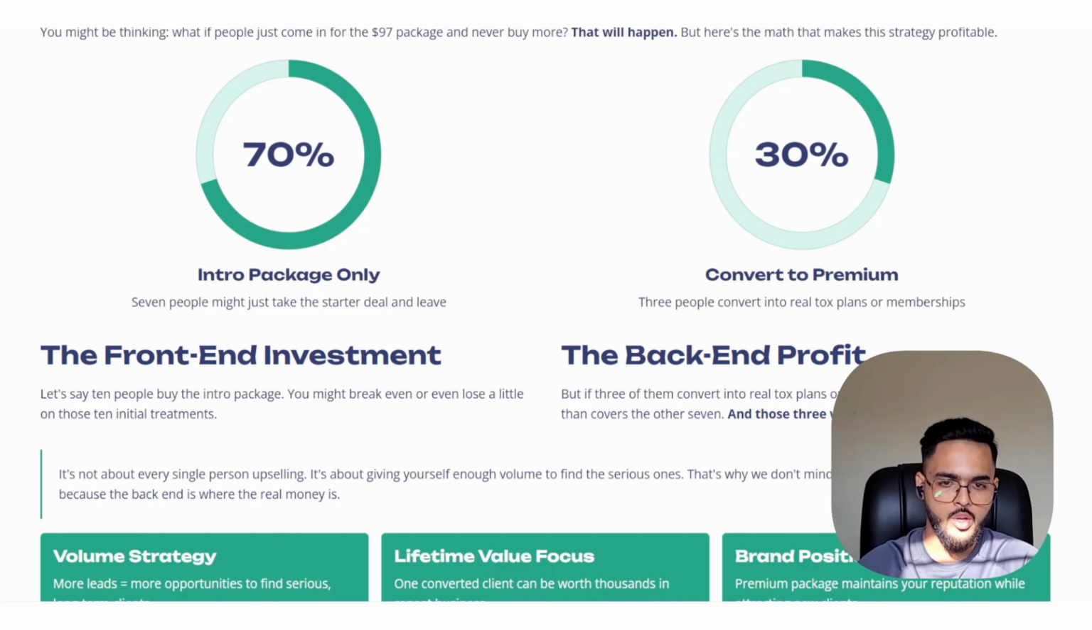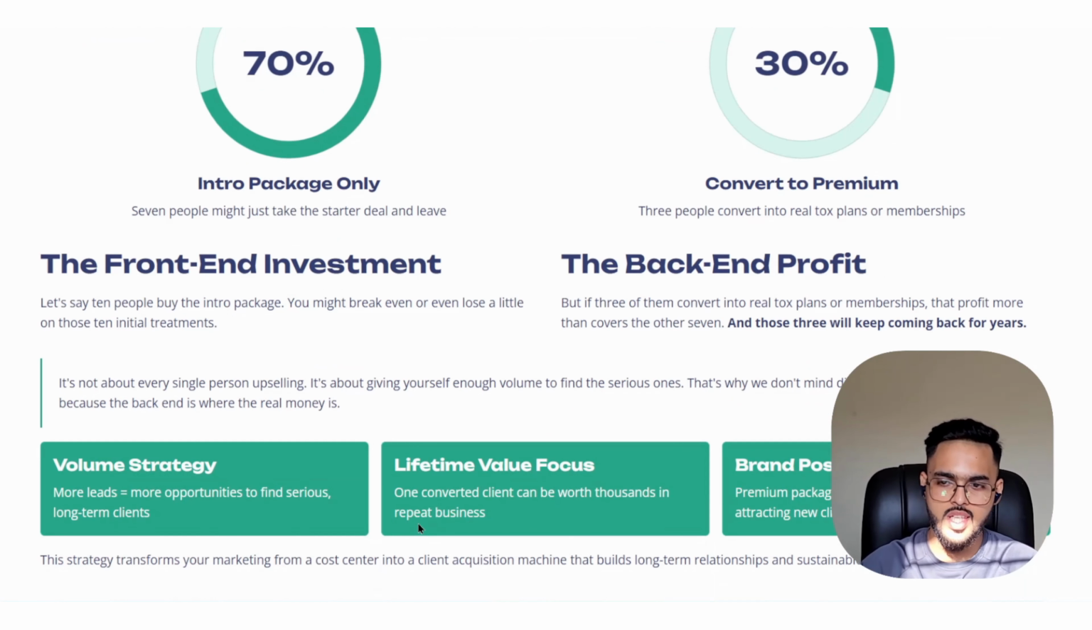If three of them convert into real treatment plans or membership, that profit should more than cover for the other seven. Those three will keep coming back for years, considering you do a good job. It's not about every single person upselling, it's about giving yourself enough volume of leads to find the serious ones. That's why we don't mind discounting on the front end, because the back end is where the real money is.